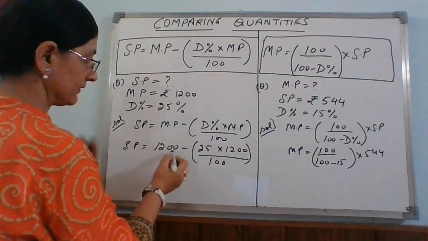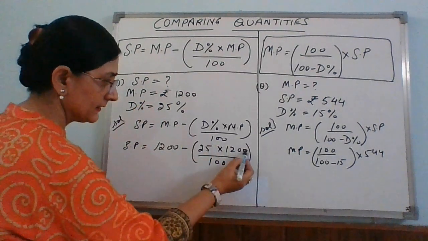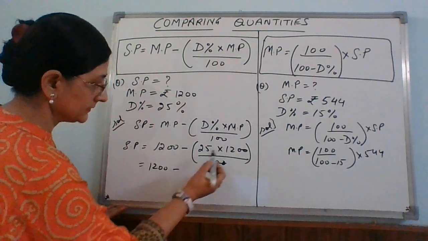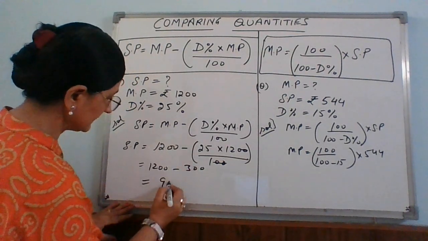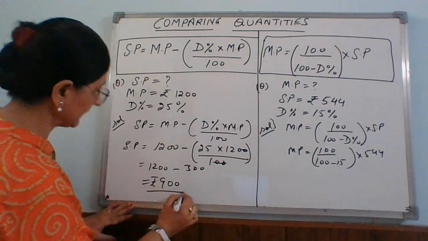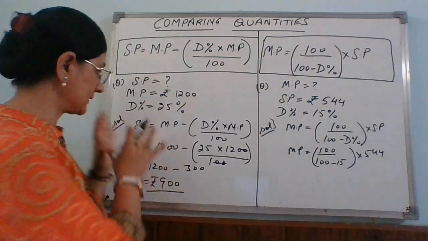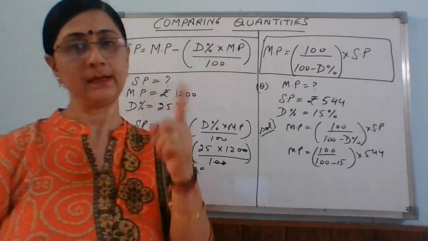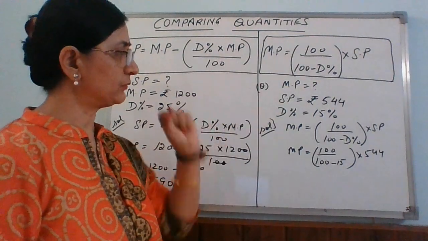So MP is 1200, discount is 25, 1200 again. You just have to solve this. Just you can cancel these two zeros. 12 right here, 25 into 12, that is 300 and the answer comes 900. So SP will be 900 when MP is 1200 and discount is 25. So this is a shortcut way. Using this formula you can find out SP when MP and discount percent are given, right? Now here you have to find MP.